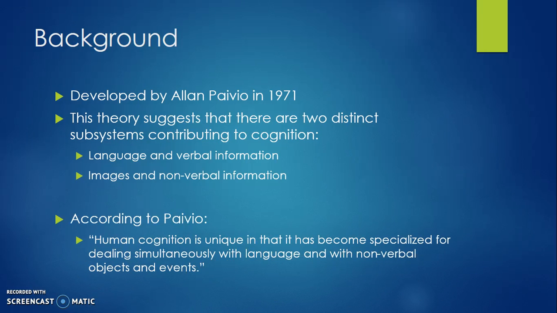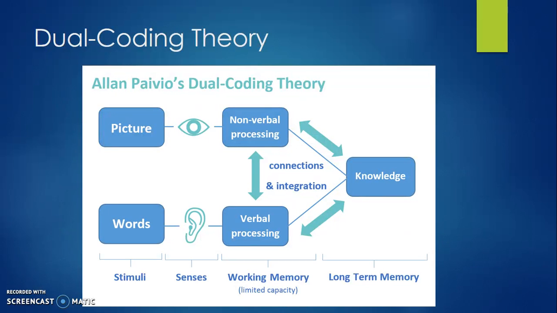So according to Paivio, human cognition is unique in that it has become specialized for dealing simultaneously with language and with nonverbal objects and events. So basically, Paivio has this theory and idea that we work most effectively when we can simultaneously use language and nonverbal objects to help us create these schema to try to remember things later on down the road.